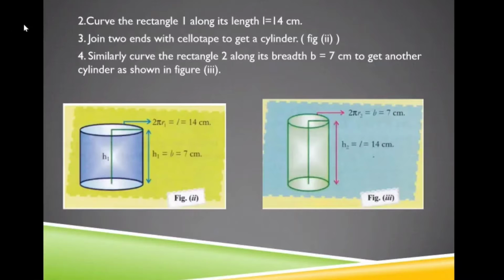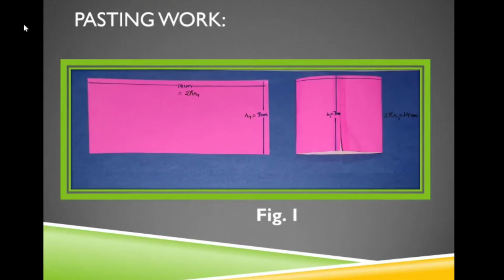In the first case, 2 pi r1 is equal to 14 centimeters and h1 is equal to 7 centimeters. Whereas in the second case, the circumference 2 pi r2 is equal to 7 centimeters and the height h2 is equal to now 14 centimeters.